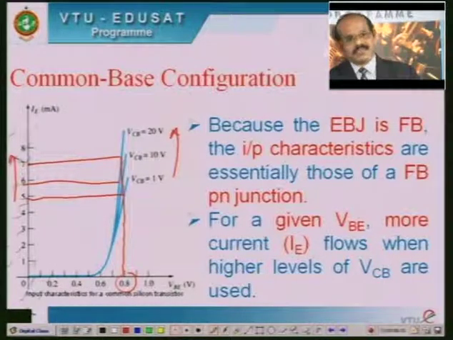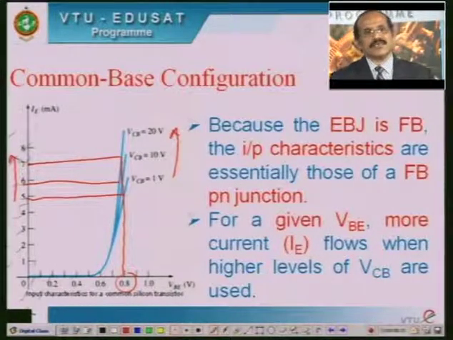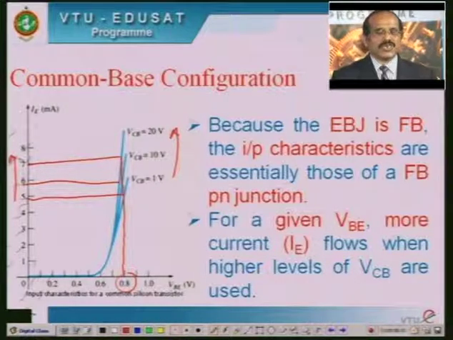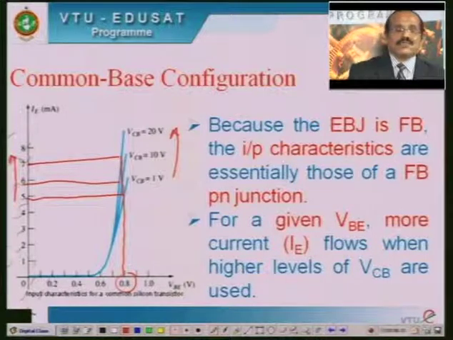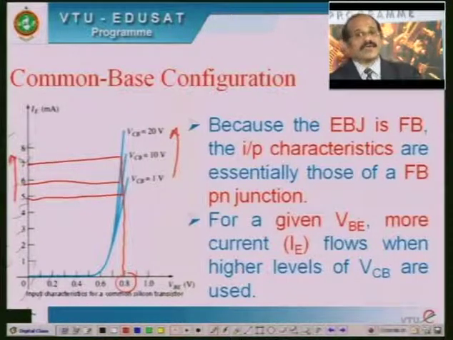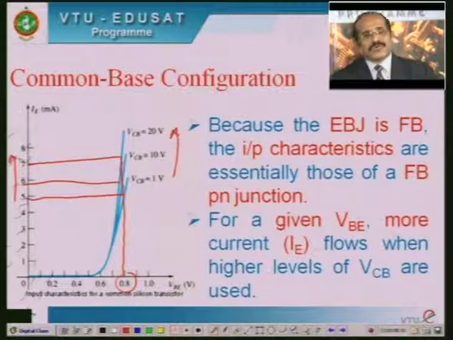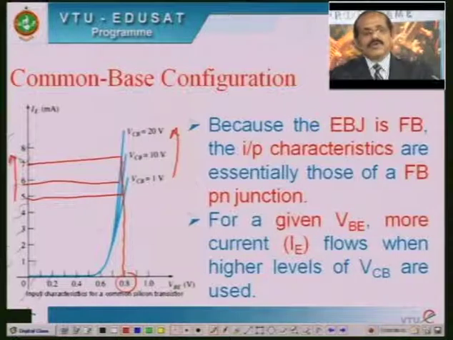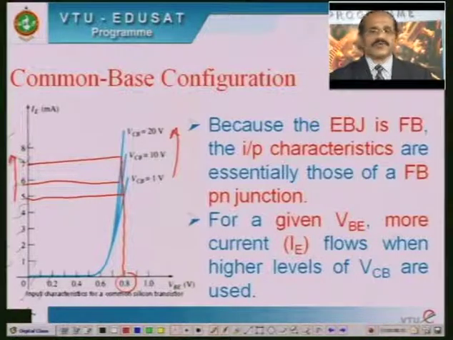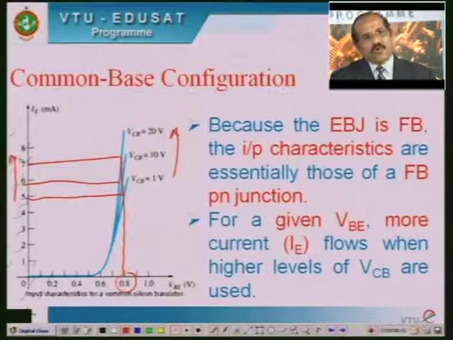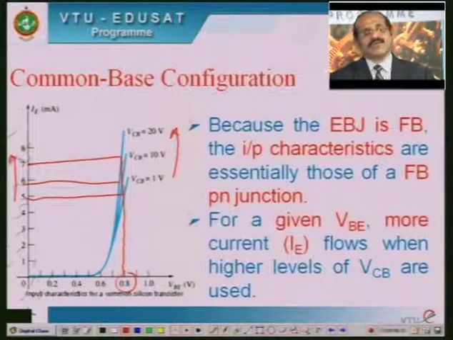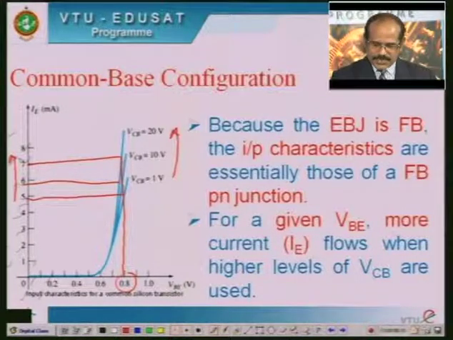The reason is that VCB is a reverse bias applied across the collector base junction. Whenever it increases, the width of the depletion layer existing across the output junction increases, and the depletion layer penetrates more into the base layer. Naturally, more of the majority charge carriers will be swept into the collector junction.